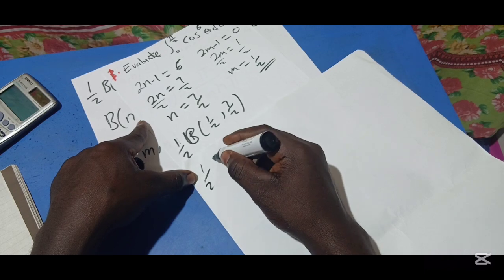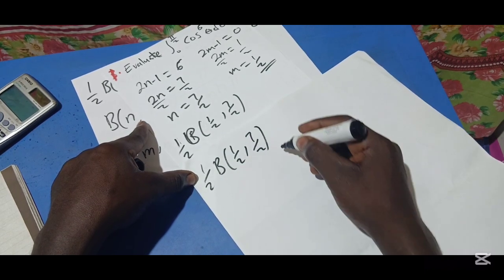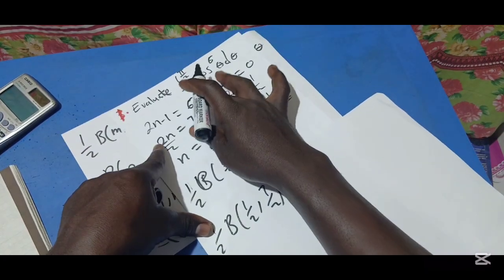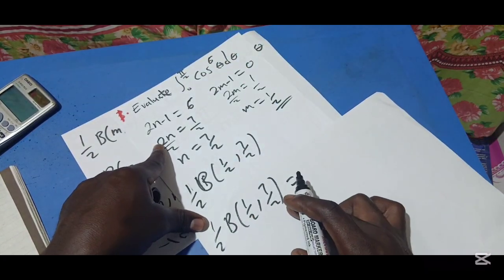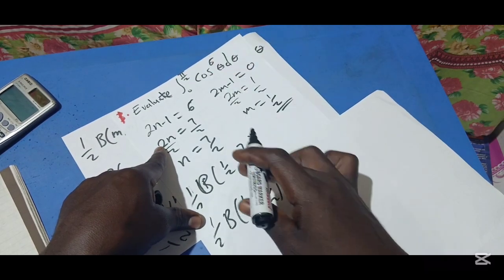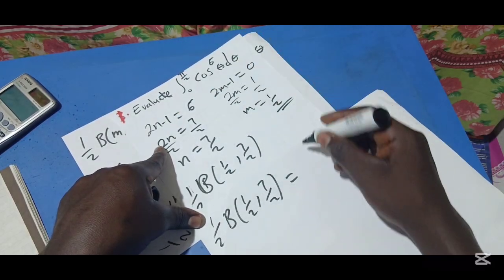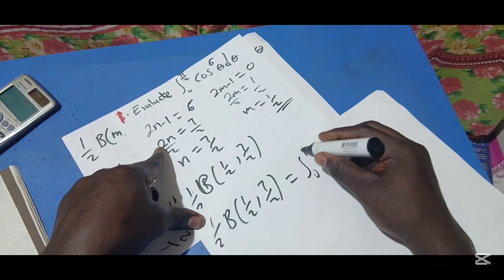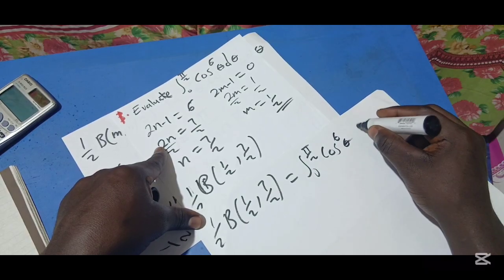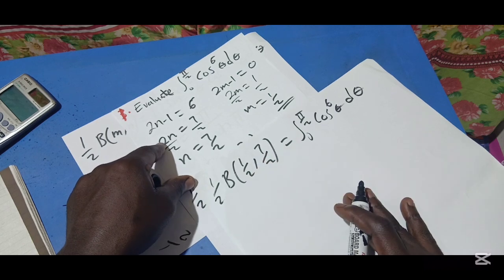Half beta of 1 on 2, 7 on 2 should be equal to this whole problem here. So it means the value that we get for this, because we obtained m and n from this value, at the end of the day, will be the solution for this problem. So now we focus on this and solve this.